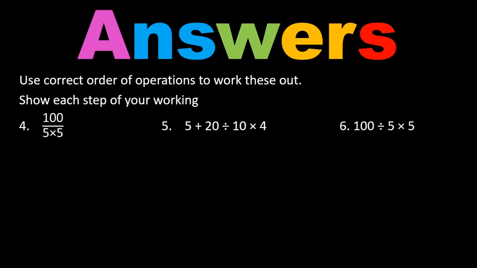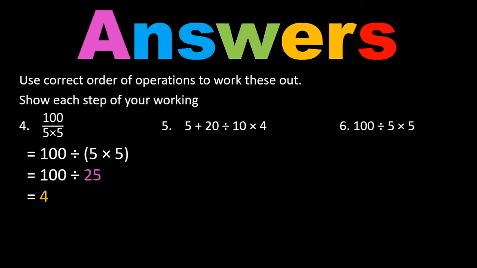Next, questions 4, 5, and 6. Do any of these look familiar? Were any of your answers the same? Let's work through question 4. First, I need to work out the answer of the denominator because it's as if it's in brackets, and then do the division. So that's 100 divided by the answer of the denominator, which is 25. 100 divided by 25.